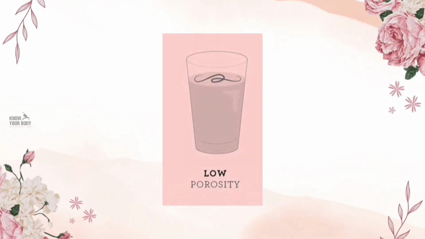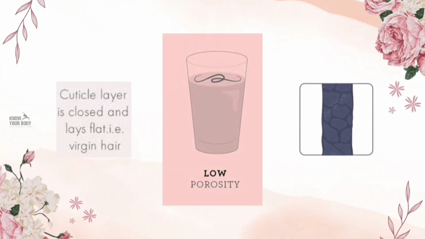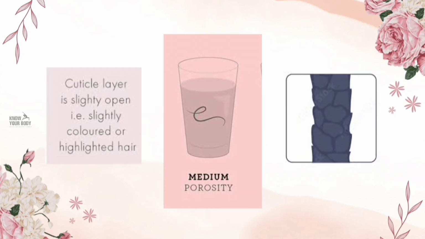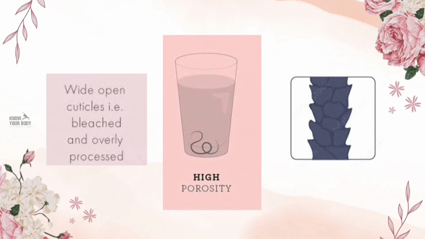Low porosity: if the strand floats at the top before sinking, you likely have low porosity hair. Normal porosity: if the strand floats somewhere in the middle of the glass, you probably have medium or normal porosity hair. High porosity: if the strand quickly sinks to the bottom of the glass, you likely have high porosity hair.